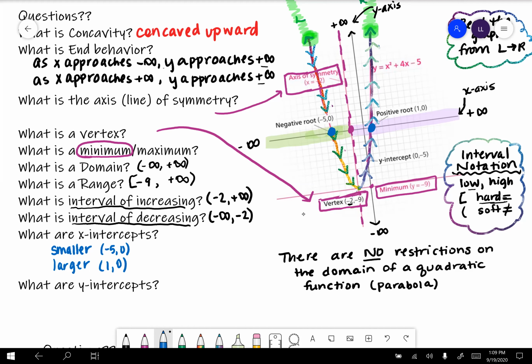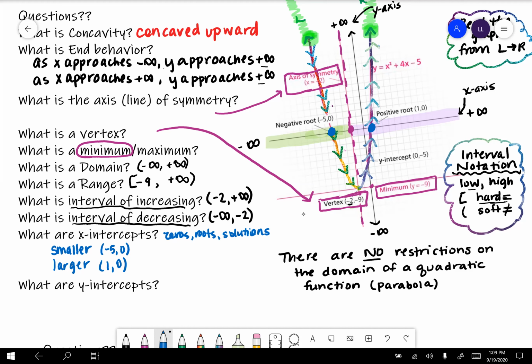X-intercepts are points, so you have to write them with parentheses. Other words for x-intercepts are zeros, roots, and solutions. Each of those answers will be presented in a different way than an actual point. But in the case of x-intercepts, it is a point, and usually there is a smaller and a larger one if there are two x-intercepts.